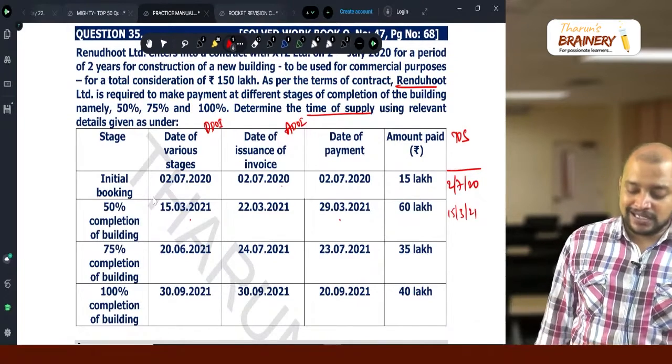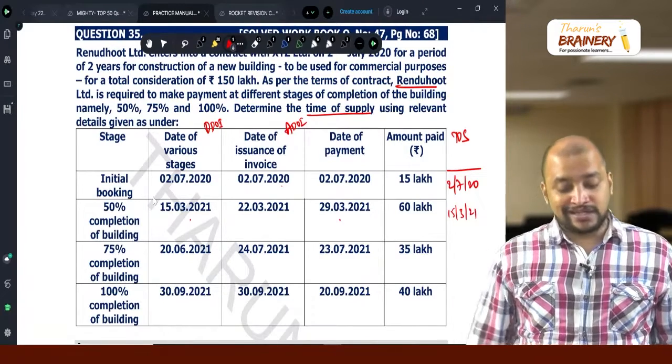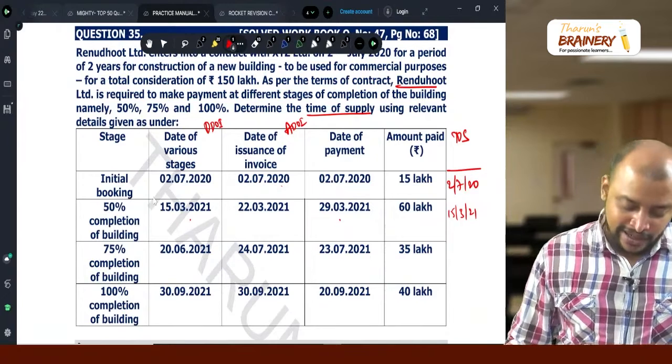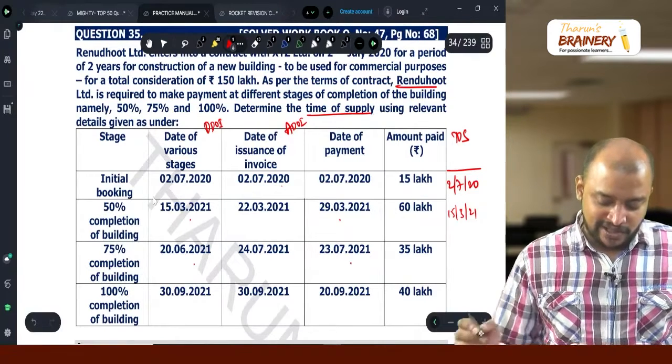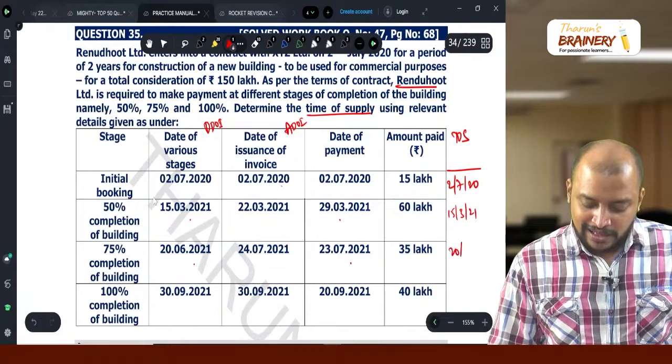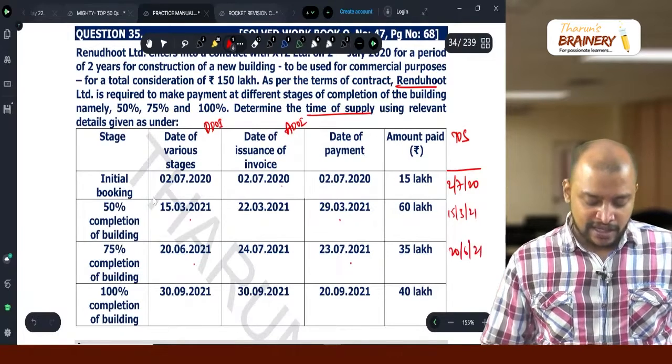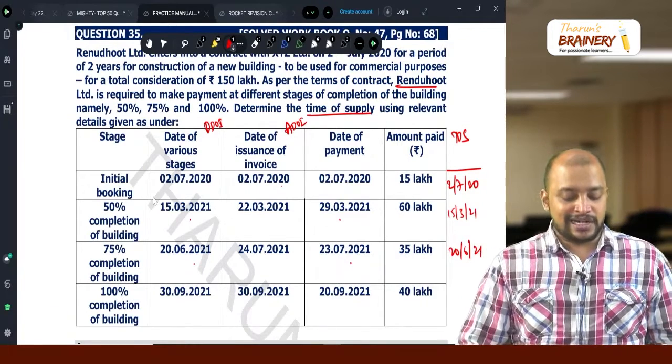Then 26 is the due date. 24/7 is the actual date. Invoice not given within due date. So completion date or payment date, whichever is earlier, that is 26/2021. Then 100% completion 39/39.